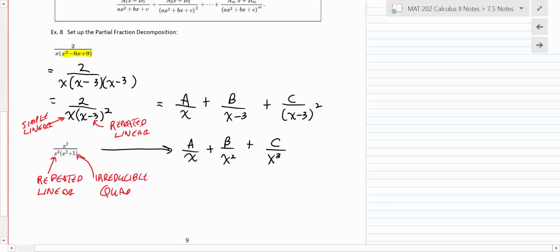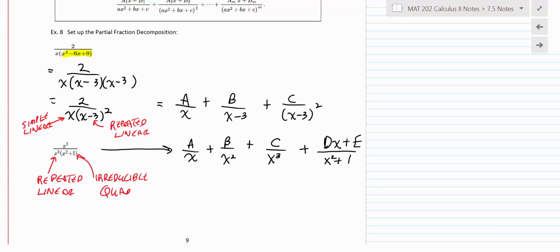Okay, everybody with me there? Okay, what do you do for the quadratic one? What goes on top? dx plus e. There you go. I'm not going to work that out. I'm just saying that's how you would set up the partial fractions.